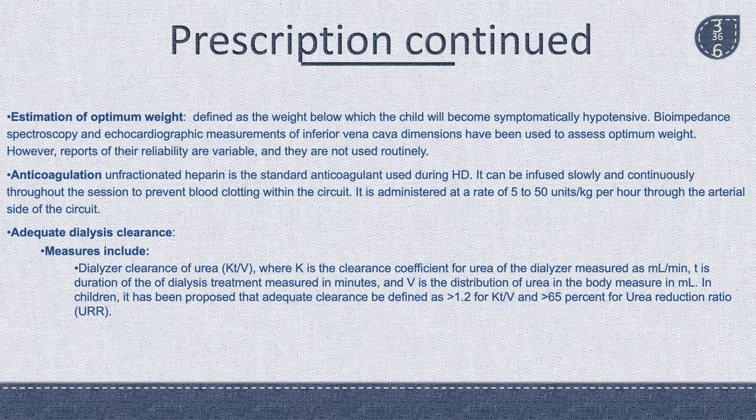The last few factors that need to be considered for your HD prescription include an estimation of the optimum weight. This is defined as the weight below which the child will become symptomatically hypotensive. There are various methods of determining the optimum weight. However, some of these methods may be unreliable, and therefore they are not routinely used.